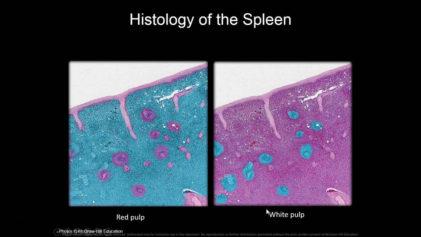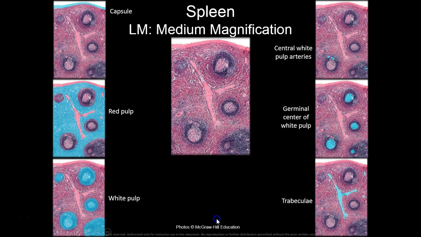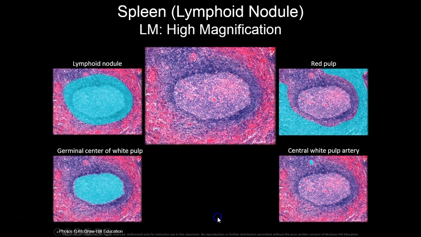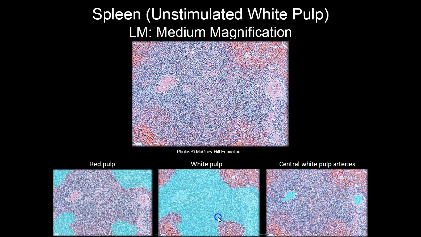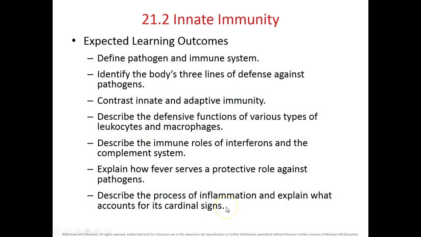All right, so here's again red pulp versus white pulp. It's mostly red pulp, but there are these patches of white pulp. All right, here's more of the spleen. All right, so I'm going to stop here on the lymphatic system, and I will do a separate video for the immune system.